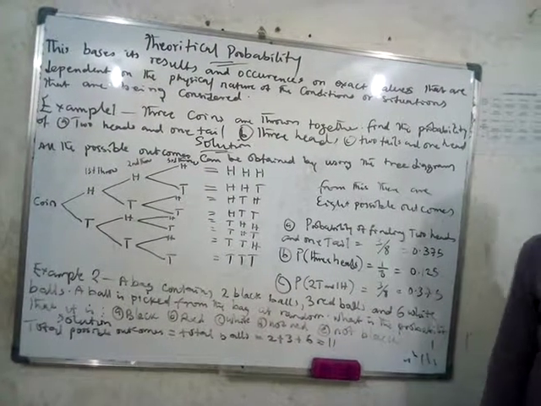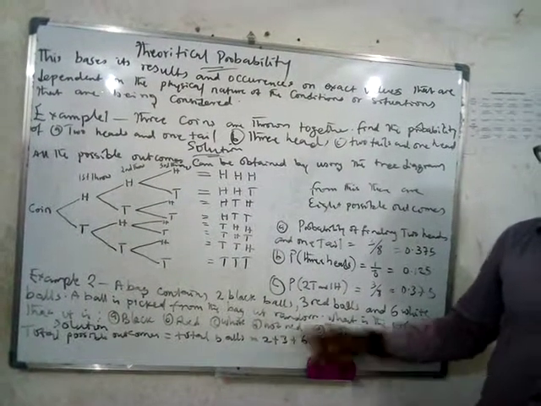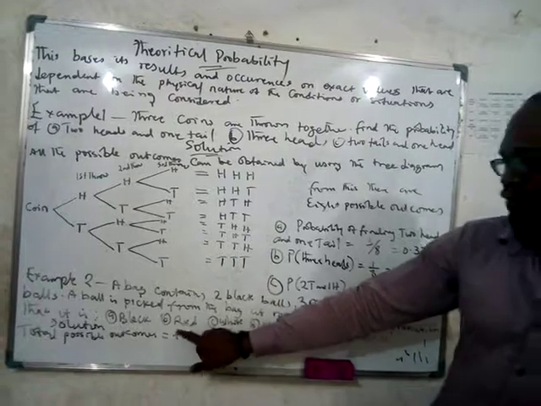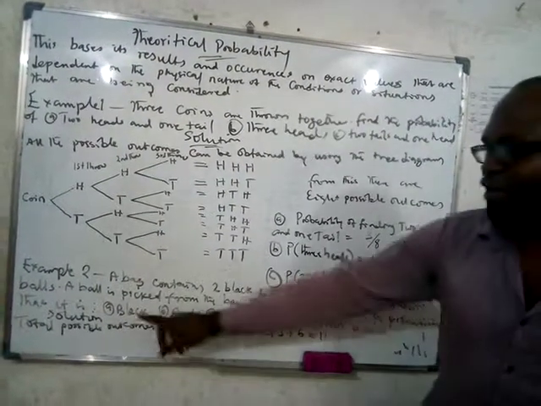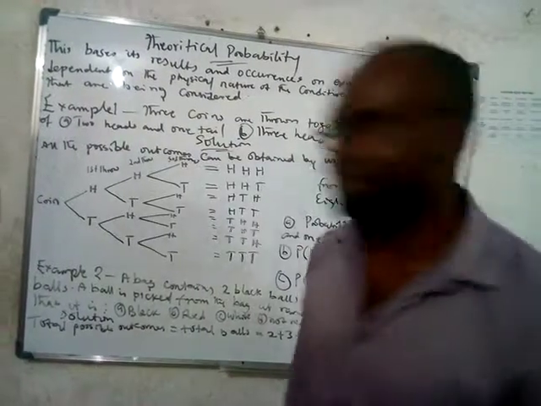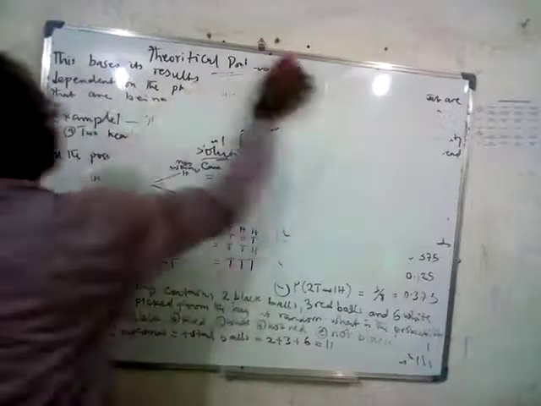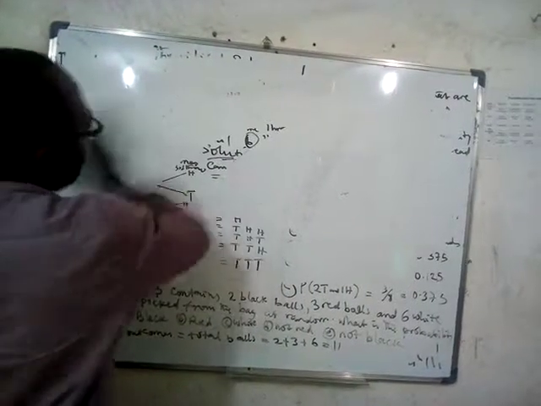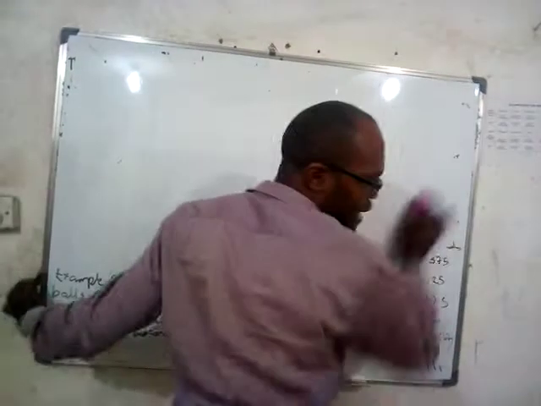Is that clear? Note that the probability of not red is also the same thing as saying 1 minus the probability of red. Is that clear? And the probability of not black is also 1 minus the probability of black. Are we together on that? So we can simply solve the number 2 question. How are we going to solve it?